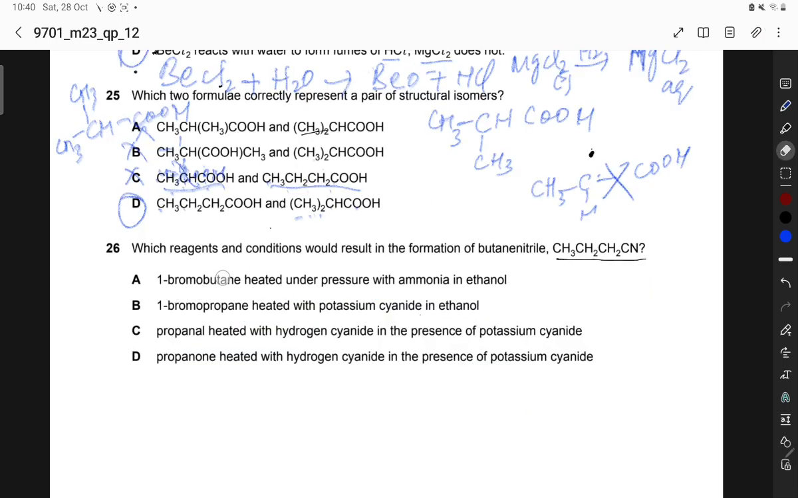Question number 26: which reagents and conditions would result in the formation of butane?